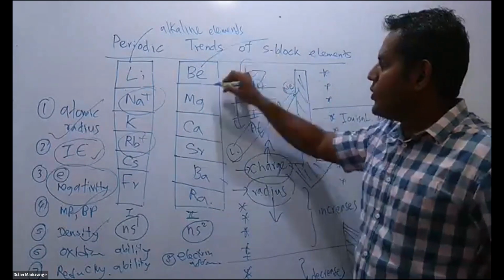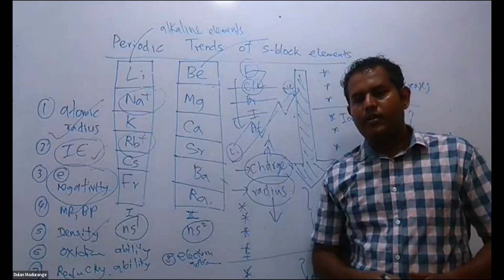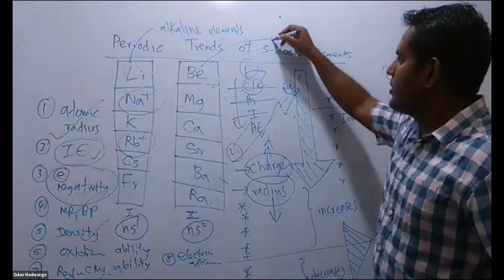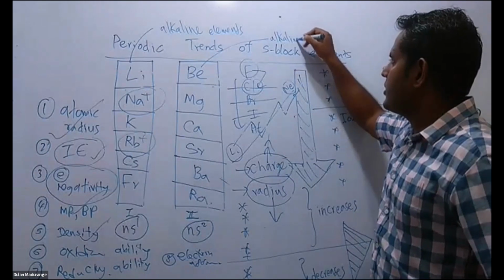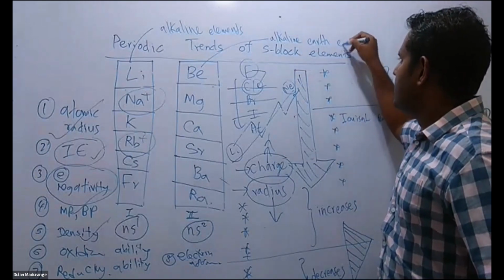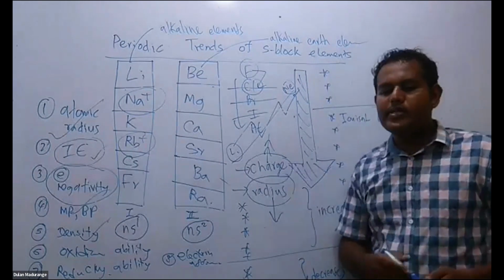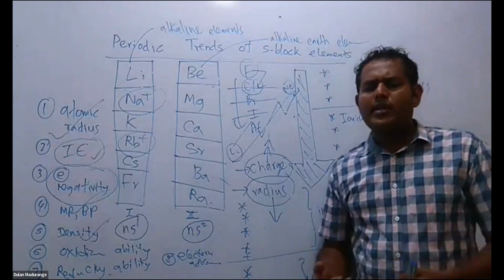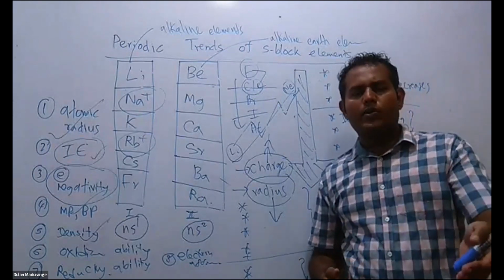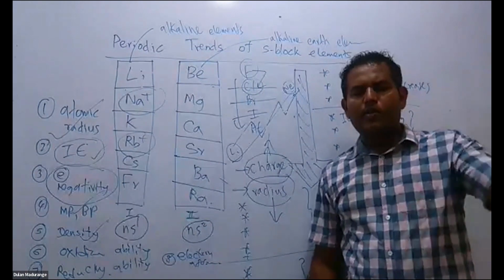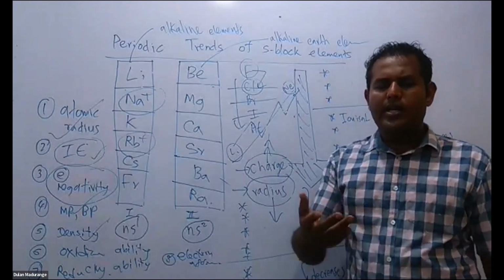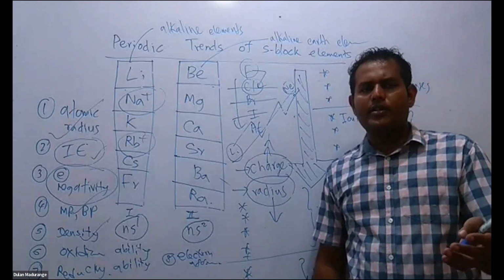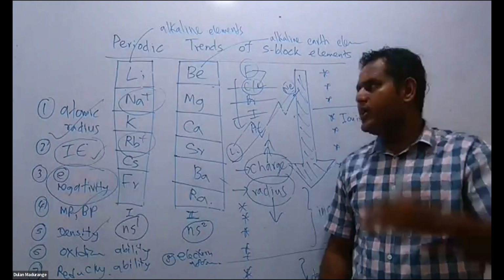Then when you consider group 2 elements, what's the name? Group 2 alkaline earth elements. What is the meaning of alkaline earth elements? They are found in the earth crust. The following, magnesium, is found as magnesium carbonate, calcium carbonate. I mean marble, granite, dolomite. Naturally available minerals are available as these elements.